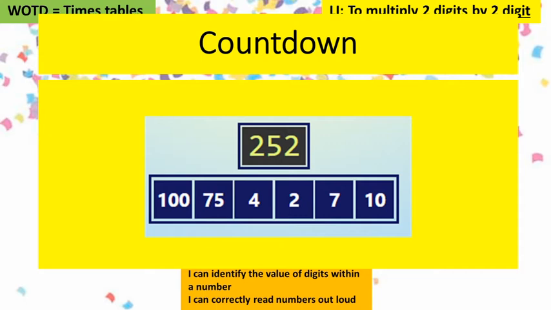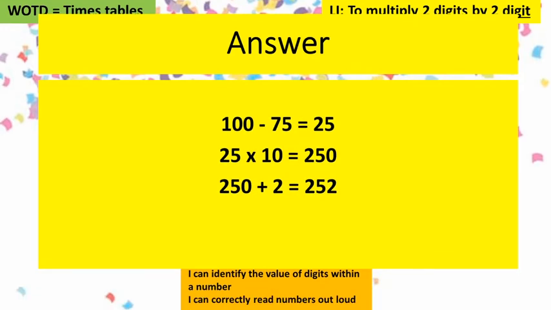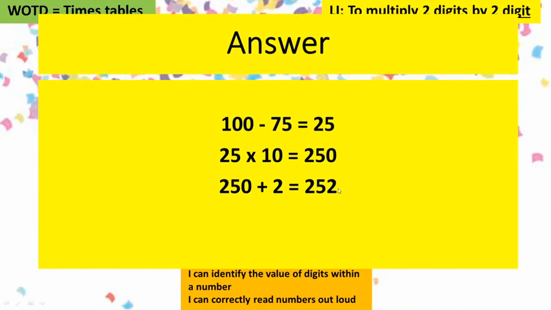Okay, hopefully you reached that target or got really close. So I'm just going to move on to show you one of my methods. So I did 100 minus 75, which is 25. I then multiplied my 25 by 10, which is 250. And then all I needed to do was add 2. So you can see that I only used 4 of those original numbers: 100, 75, 10, and 2. So the 4 and the 7 were left over. So there were other methods, and maybe you used them.